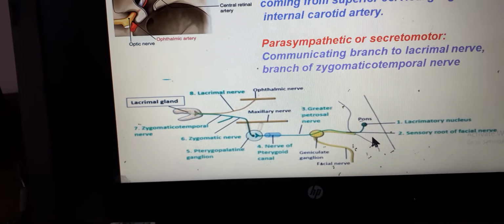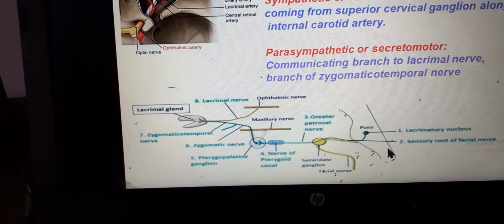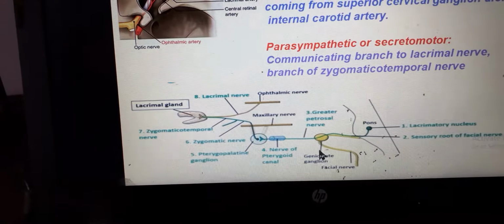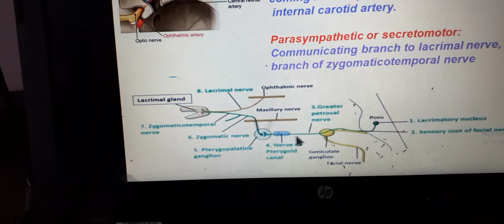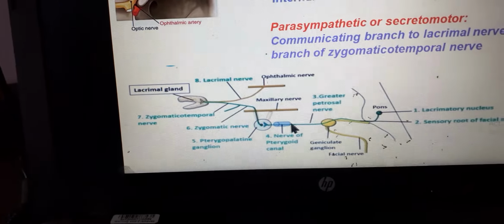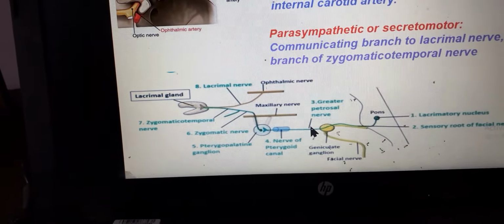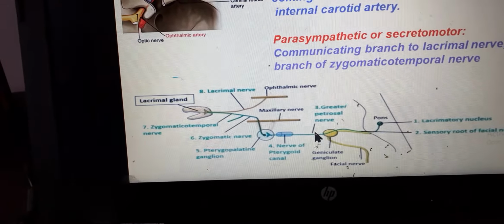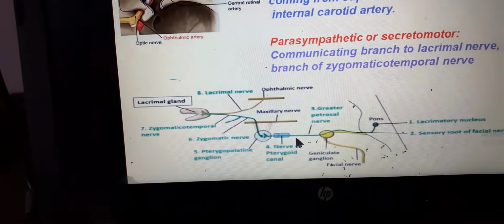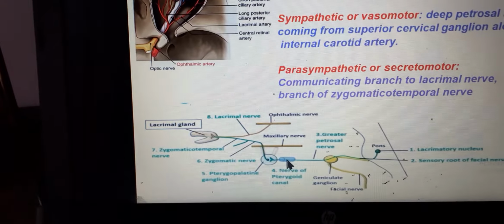It runs with the sensory root of the facial nerve, also known as nervus intermedius, and here it reaches up to the geniculate ganglion. This is the geniculate ganglion, and now it is known as the greater superficial petrosal nerve, and it runs along and reaches the middle cranial fossa. Now it enters into the pterygoid canal along with the deep petrosal nerve, the sympathetic branch, and is now known as the nerve of pterygoid canal.